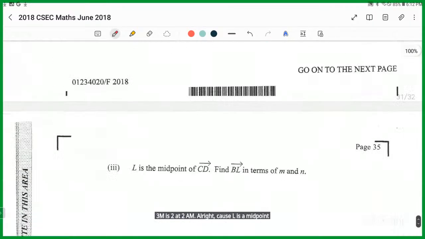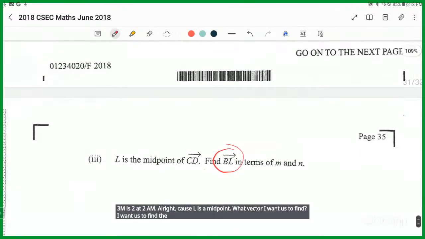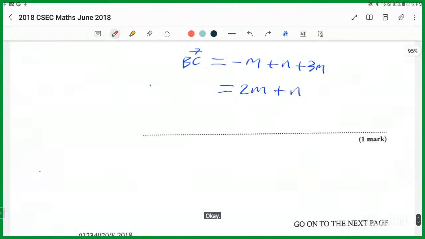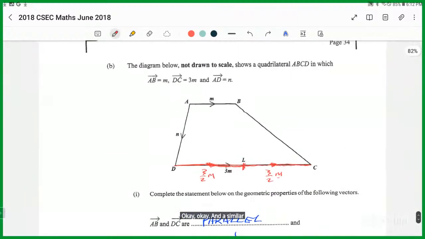What vector do I want us to find? I want us to find the vector BL. So we can look at the diagram again and do a similar thing. BL. How do we go from B to L? Easy. Come back here again, come down here, and then go across here. I'll use a different color and show you. Do the same thing: come across here, come down here and then go there. Or, since we now know the BC is 2M plus N.